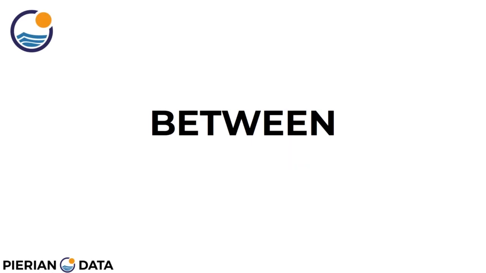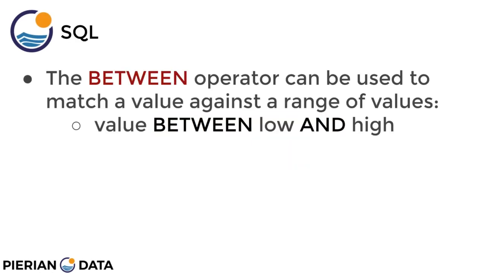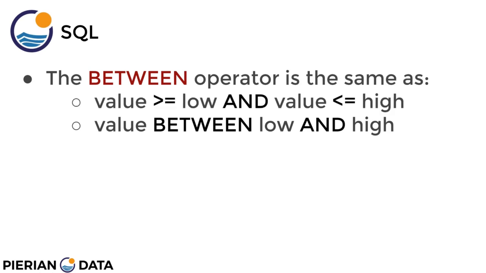Welcome back everyone to this lecture on the BETWEEN keyword operator. The BETWEEN operator can be used to match a value against a range of values. So for example, we can ask, where is a value between a low and a high? And this is essentially going to be a condition you can tag along with a WHERE statement.